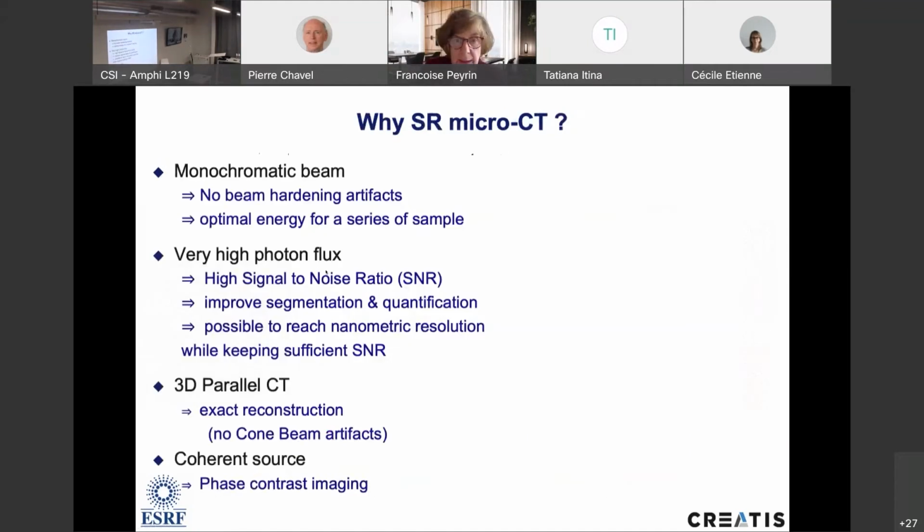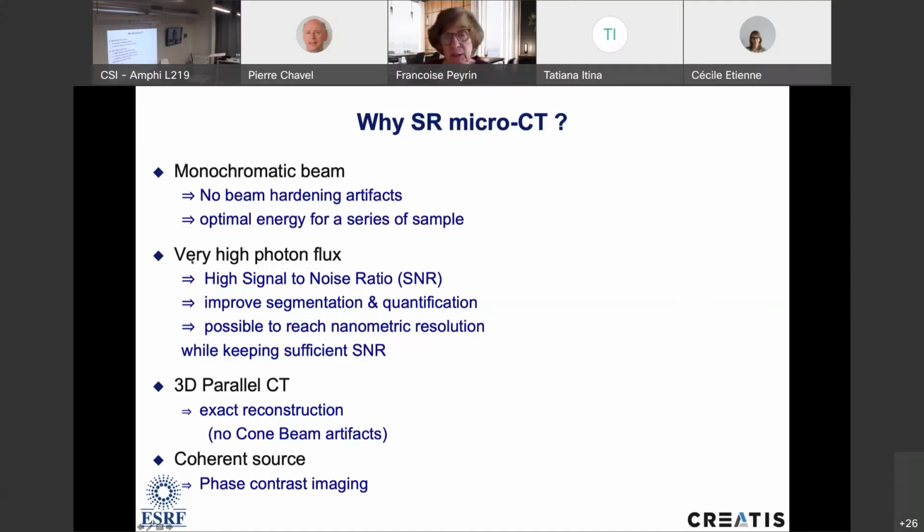So the question is, why use synchrotron monochromatic CT and not just standard CT? It's because we can have a monochromatic beam, and then we avoid so-called beam hardening artifacts that we can have in other imaging, and you can use the optimal energy for a series of samples.